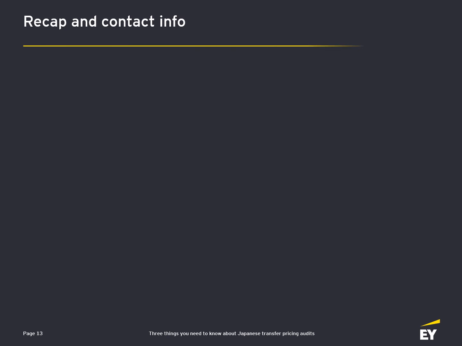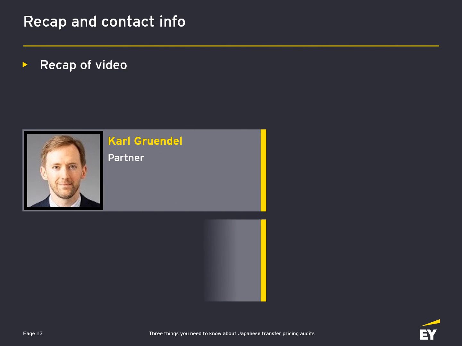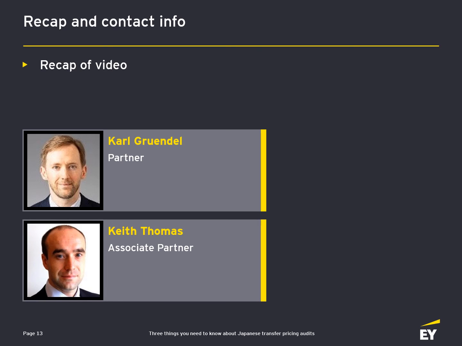Okay, let's recap this video. We explained what unilateral and bilateral APAs are. We discussed the 3 main reasons for the popularity of APAs in Japan. Finally, we explained some other points that help explain why the Japanese APA program has been so successful to date.